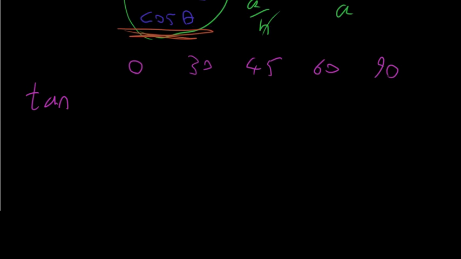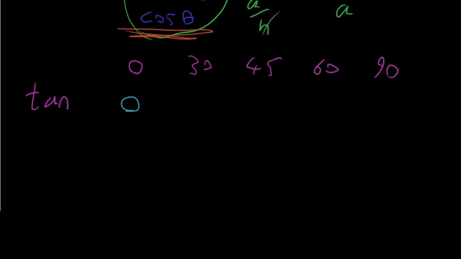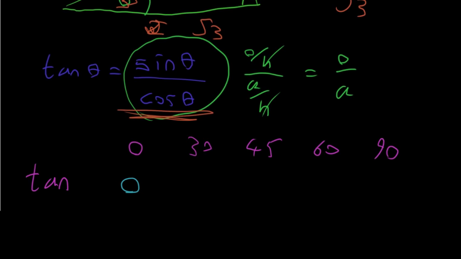But if we just think about these values, 0, 30, 45, 60, and 90, I should have still kept that other table for this video. But tan of 0, because sine of 0 was 0, tan of 0 is 0, right? So remember, tan is sine over cos. So because sine of 0 is 0, it's 0 divided by something, it doesn't matter. Tan is going to be 0.